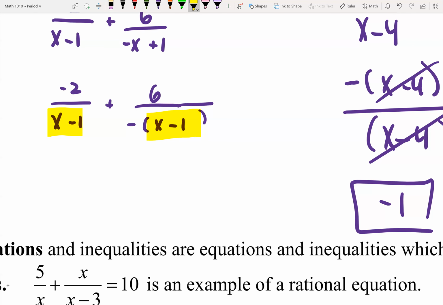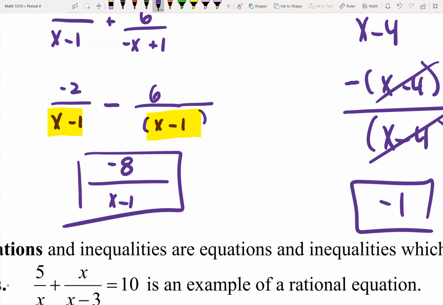Yeah, there's a negative down there, but look what we're going to do. We're just going to go positive times a negative. What's a positive times a negative, everybody? Negative. So just erase that and put a negative right there. And then your denominator is x minus 1. On the top, a negative 2 and a negative 6 is a negative 8. And that's it.